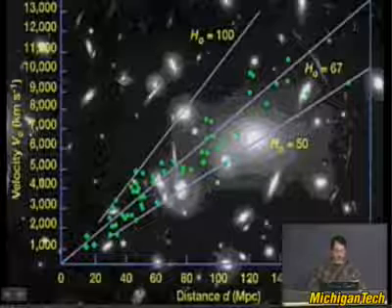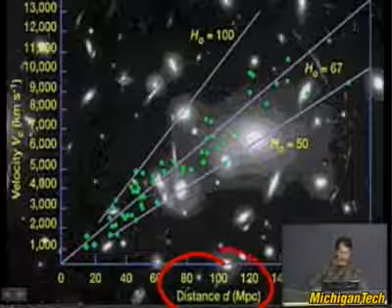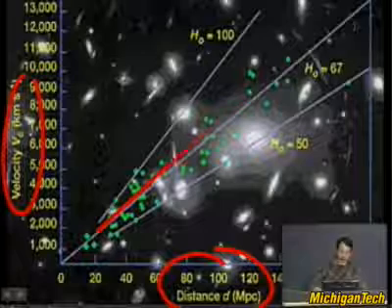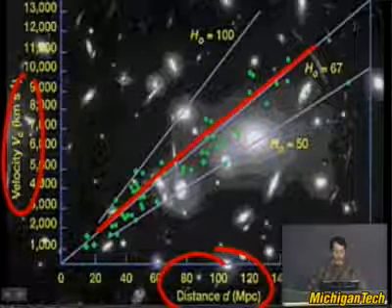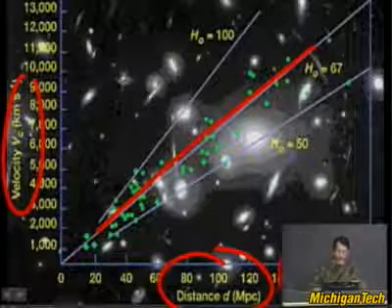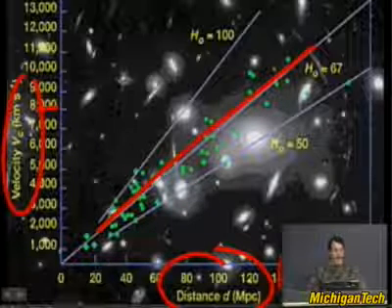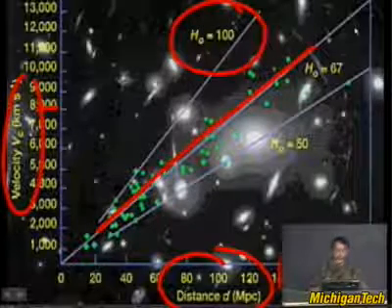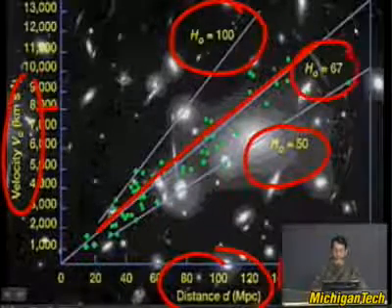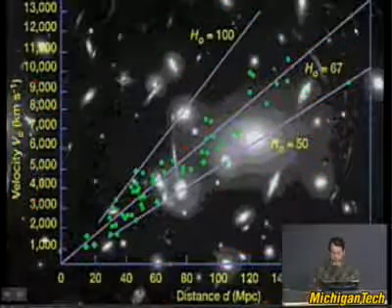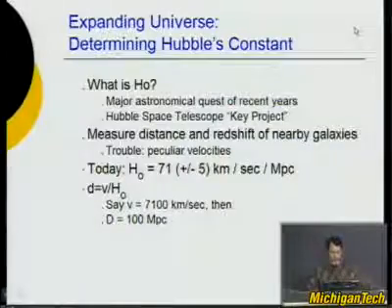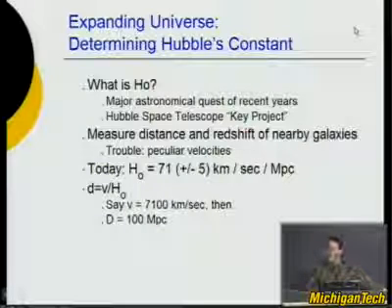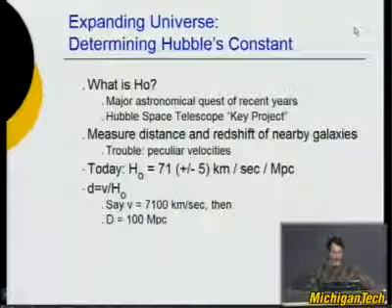The graph where distance is plotted against velocity gives a line that tells you, if you see something, how far away it is, how fast it's going, and how fast the universe is expanding. The constant that multiplies the two is called Hubble's constant. And here we see three possible values: 50, 67, and 100. Today, it's been one of the major pushes in modern astronomy to determine Hubble's constant. And it's pretty well determined now, although there's always a push for higher accuracy.